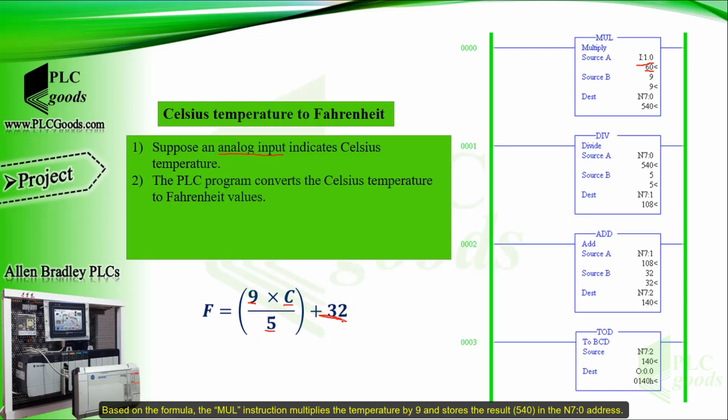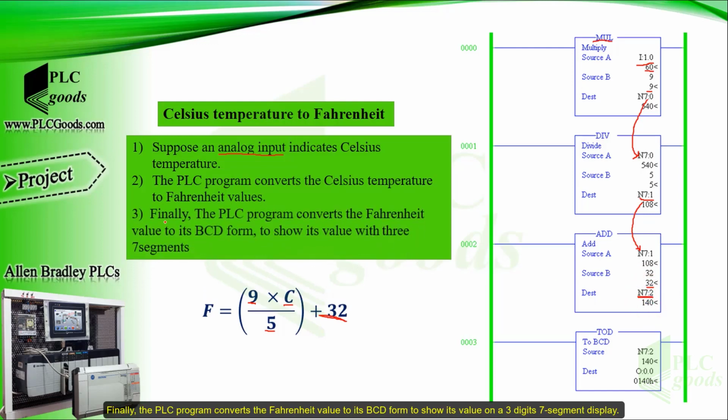Based on the formula, the MUL instruction multiplies the temperature by 9 and stores the result in the N70 address. Then the division instruction divides 540 by 5 and stores the result in the N71 address. Then the add instruction adds 32 to the value of 108 and stores the result in the N72 address. Finally, the PLC program converts the Fahrenheit value to its BCD form to show its value on a 3-digit 7-segment display.